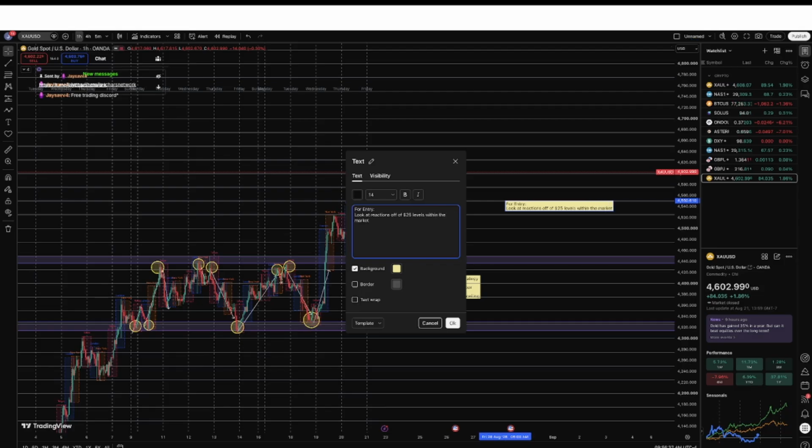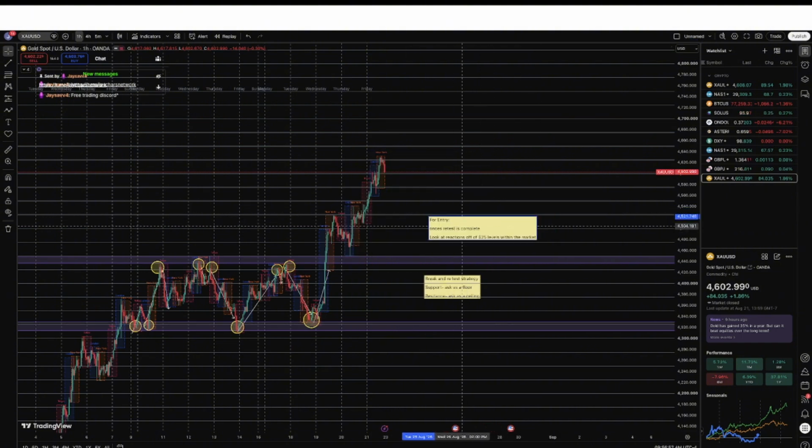All right, so now we also want to make sure the retest is complete. Once the retest is complete, okay, so now for entry, once the retest is somewhat complete, we want to look at reactions off of the $25 levels within the market.